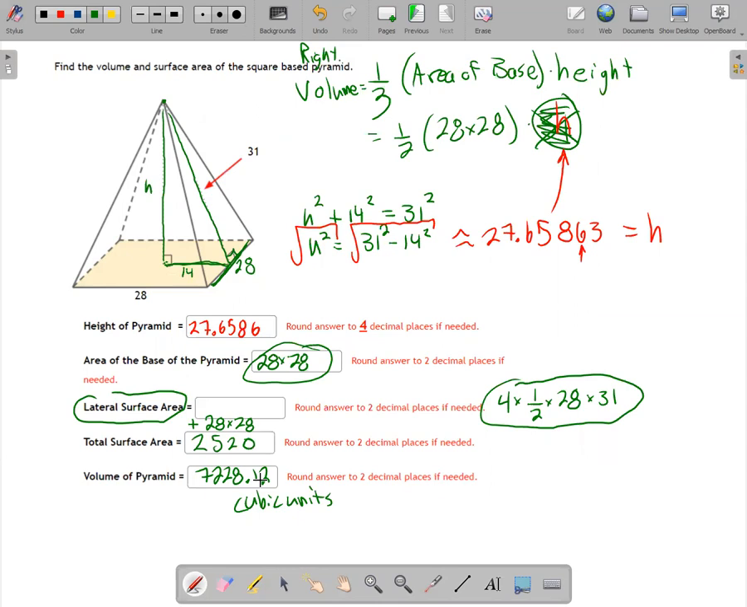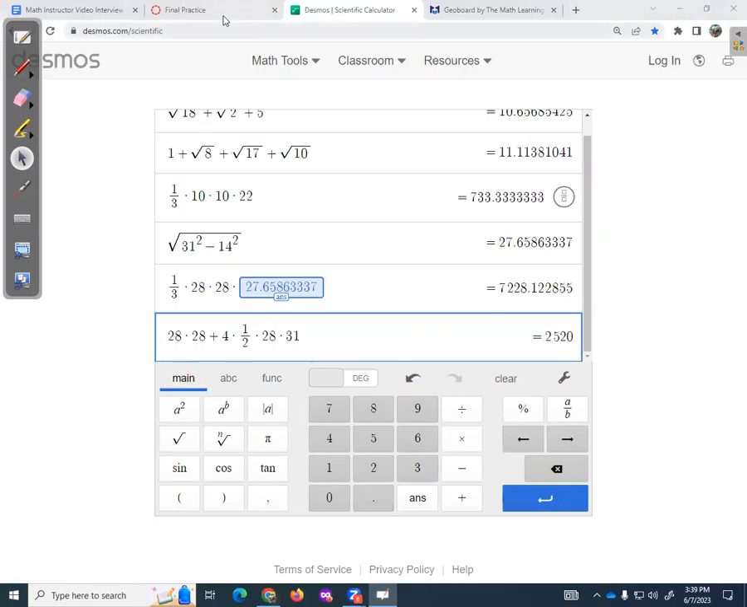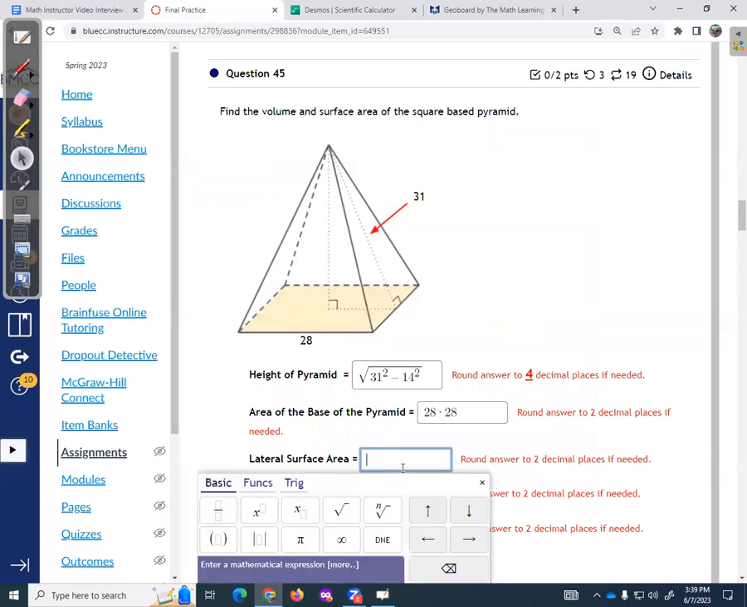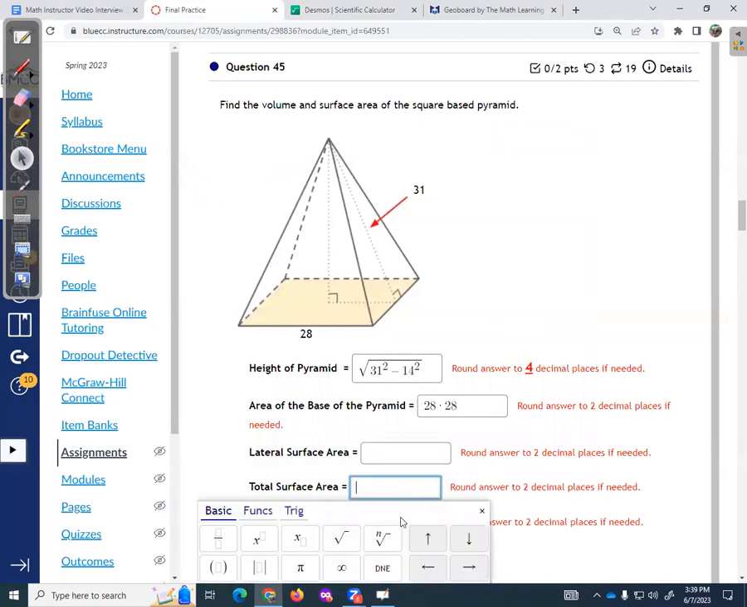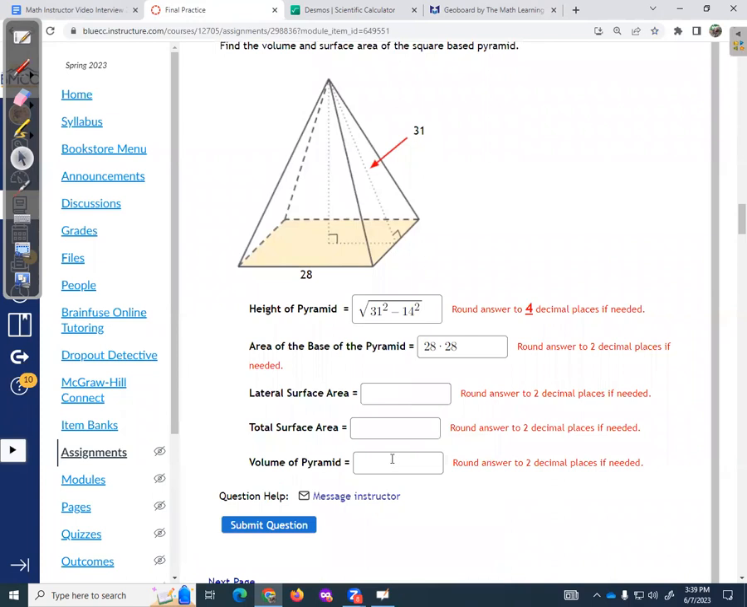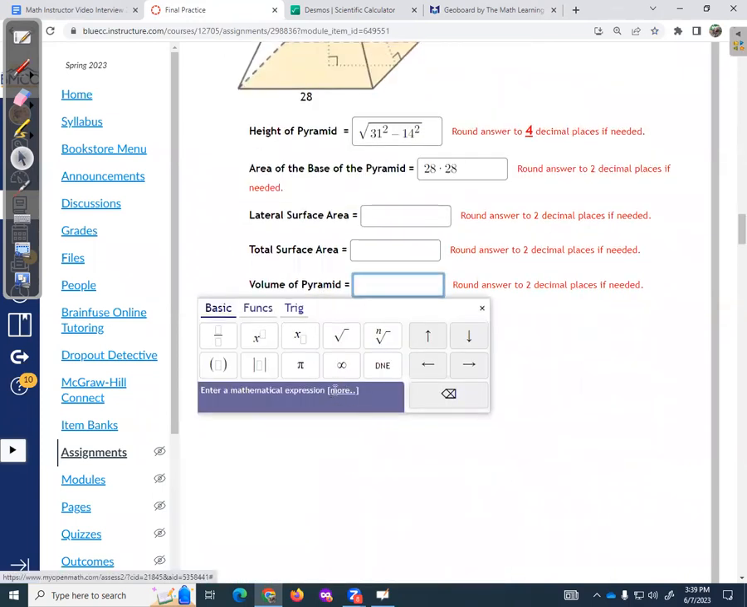Those are my answers. And again, you could enter the calculation on any of these, or you could enter the calculated values, since they give us this option to enter a mathematical expression, or we could enter a number. If I hit more, it'll say a number or a calculation.